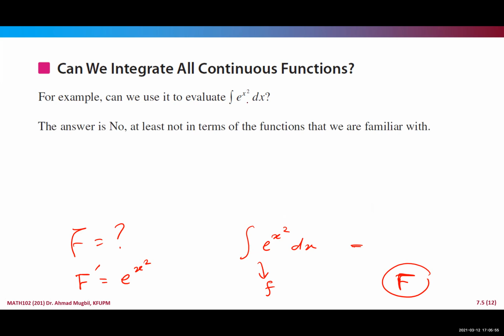Can we use all of these techniques that we have done before to evaluate this? The answer is no. At least not in terms of functions that we are familiar with.